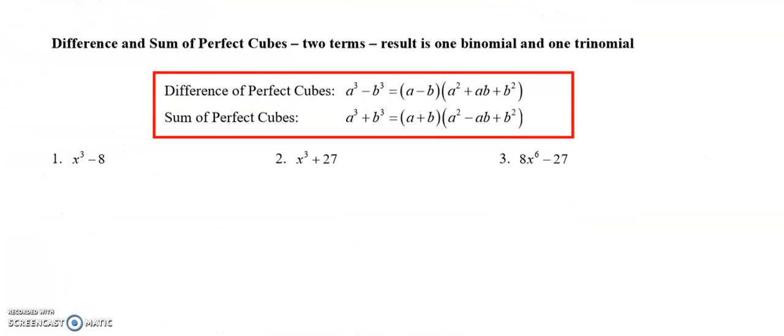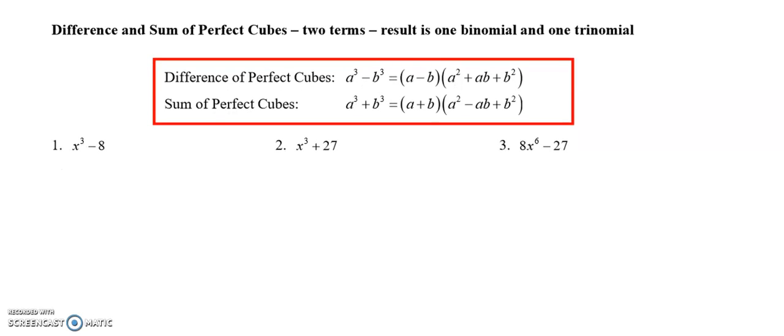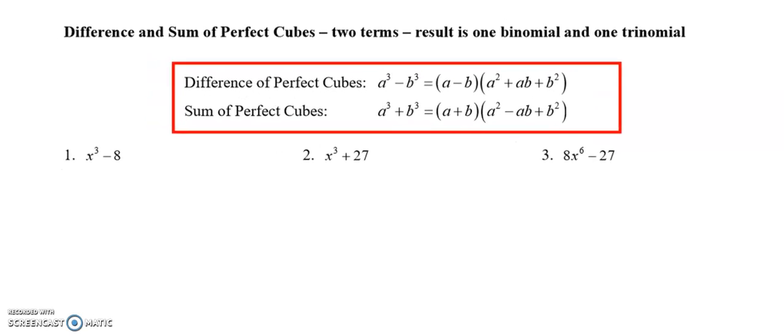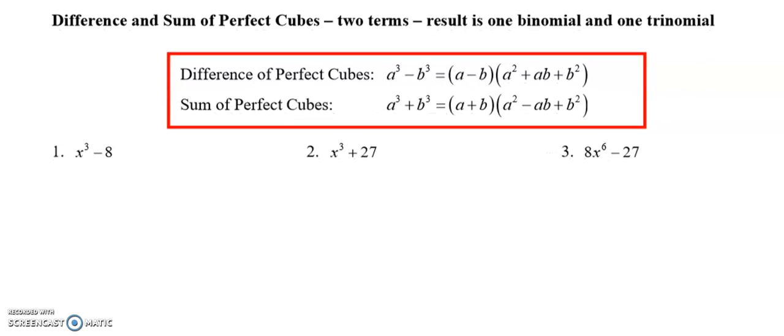And last but not least is difference and sum of perfect cubes. Now, I believe you've done this already, but I'm going to walk us through this. Remember we had difference of perfect squares. Here we have a difference and a sum of perfect cubes. Some perfect cubes: 1 cubed is 1, 2 cubed is 8, 3 cubed is 27, 4 cubed is 64, 5 cubed is 125, and so on.